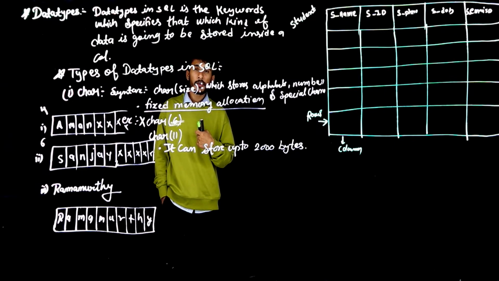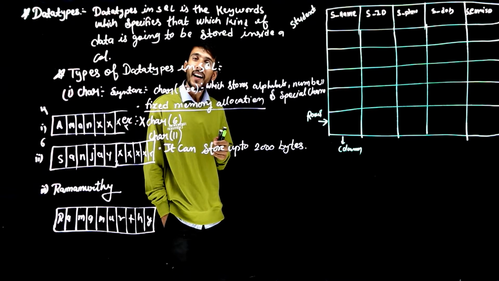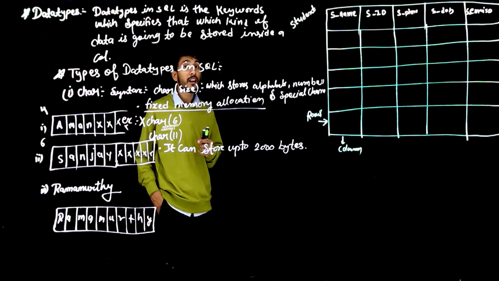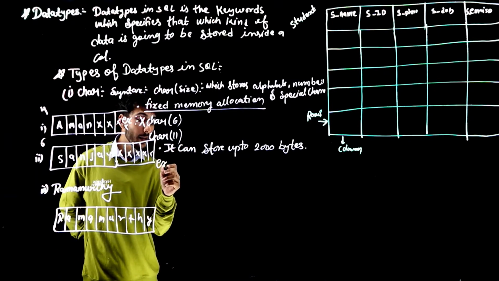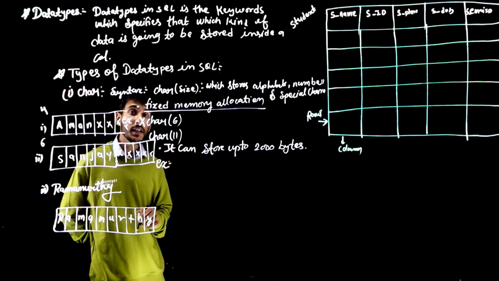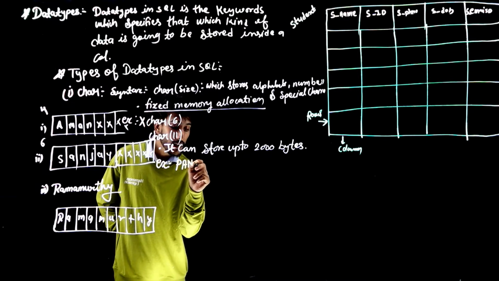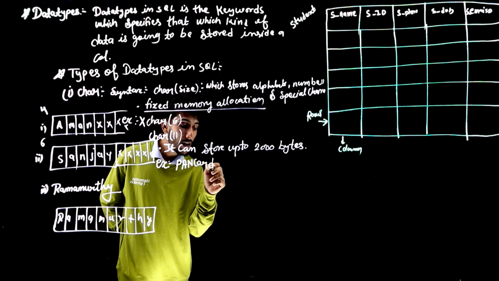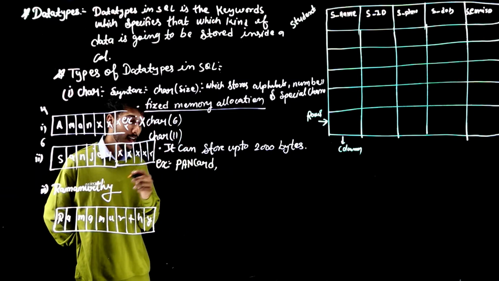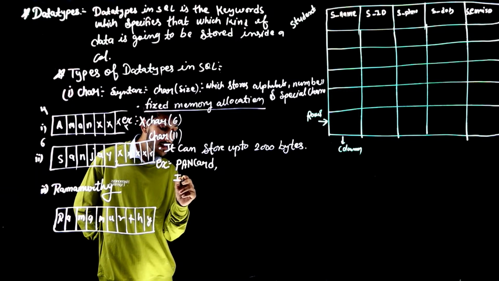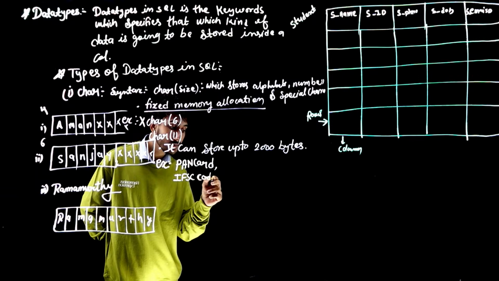Since it is coming with limitations, I know how to use that fellow. So let's take an example of which kind of data is fixed. Can I say your PAN card is of fixed size? Can I say your bank IFSC code is of fixed size?